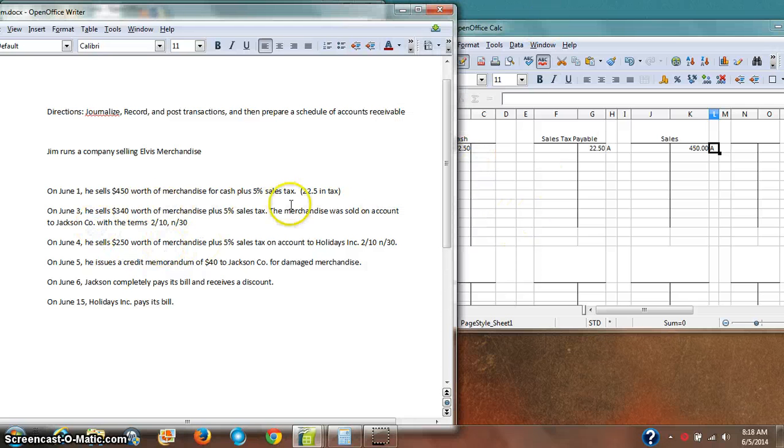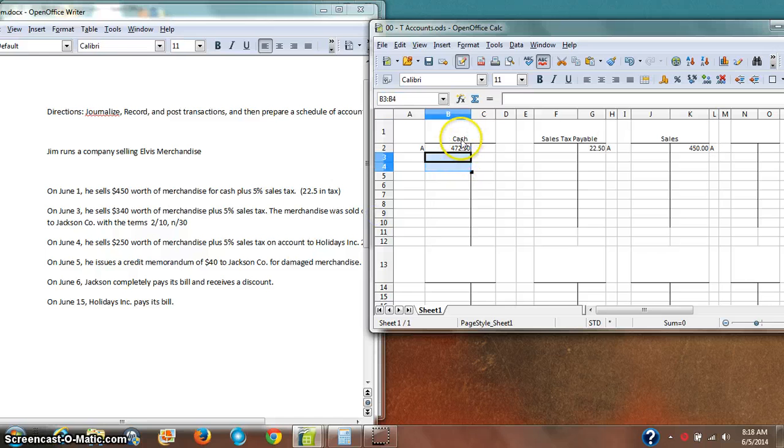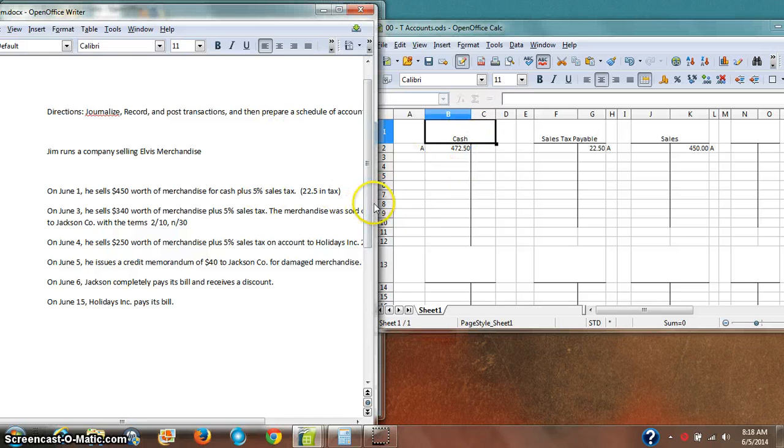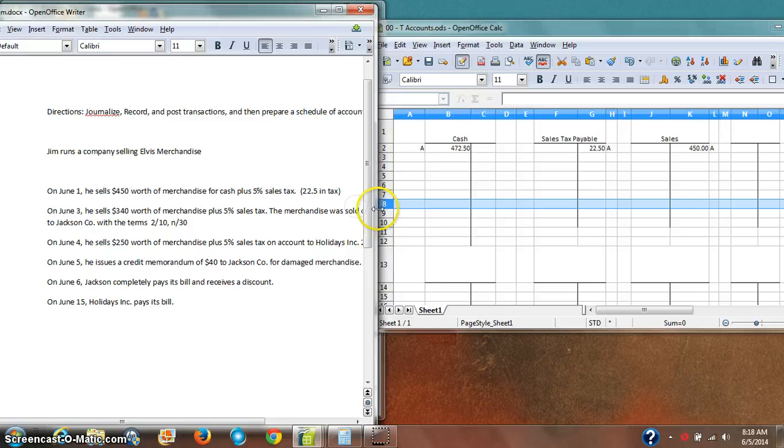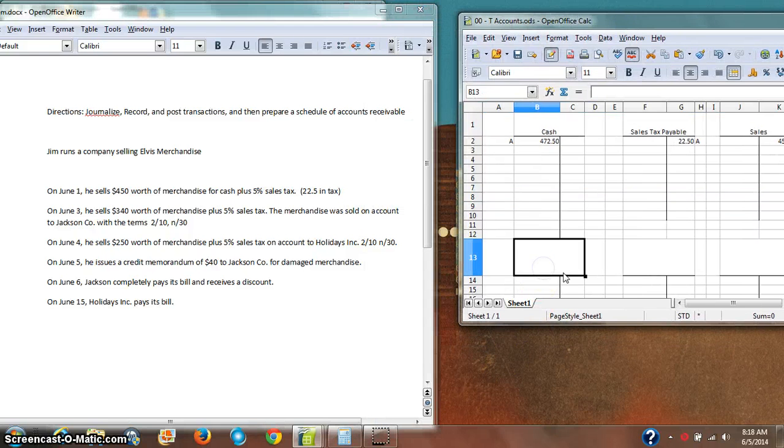This one here, it's accounts receivable. It's on account and it's a sales transaction, so I didn't get cash for this one. He said, I'll pay you back later. So that means I have to create another account on my T accounts. Accounts receivable.